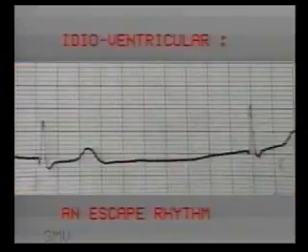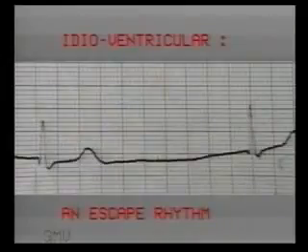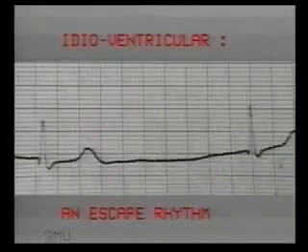Sinus arrest may also be followed by idioventricular rhythm causing bradycardia. Note the QRS complexes, which are wide and at a rate of 20 to 40 per minute. There are no P waves. This is idioventricular rhythm with a rate of 33 per minute.